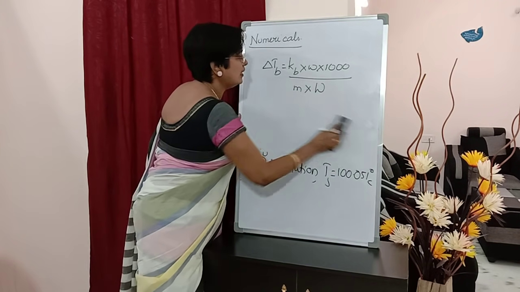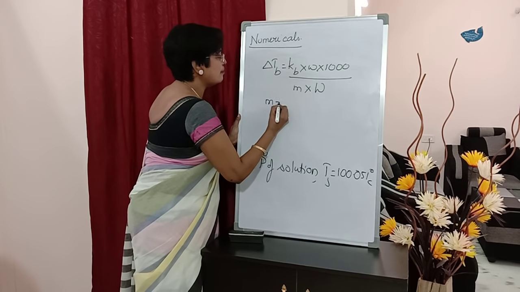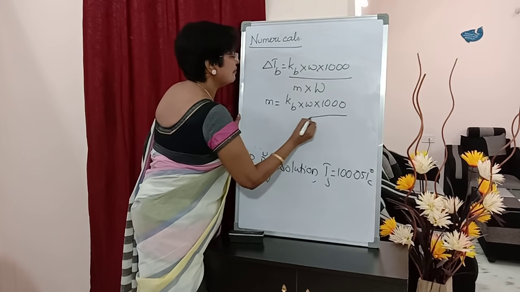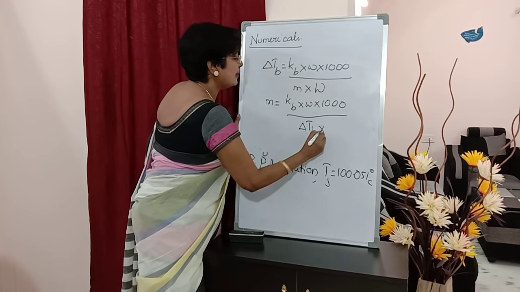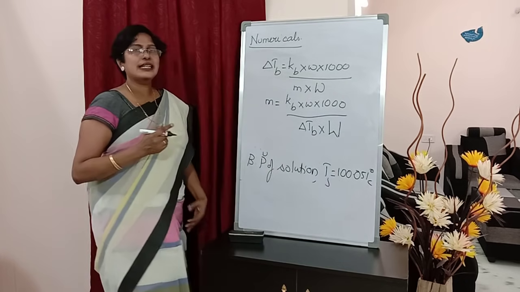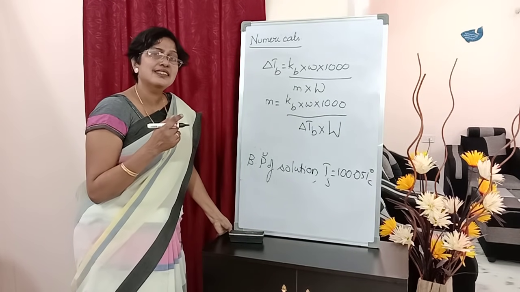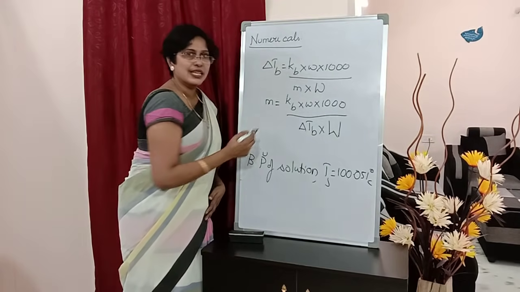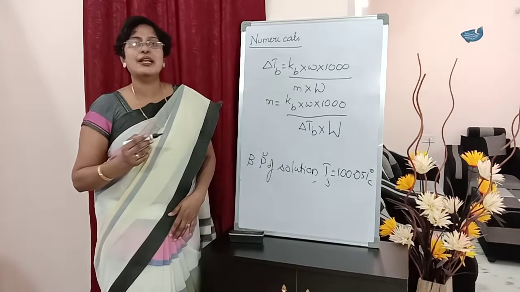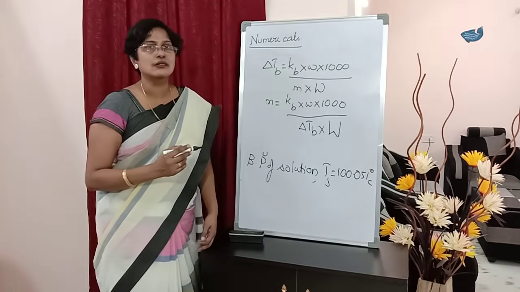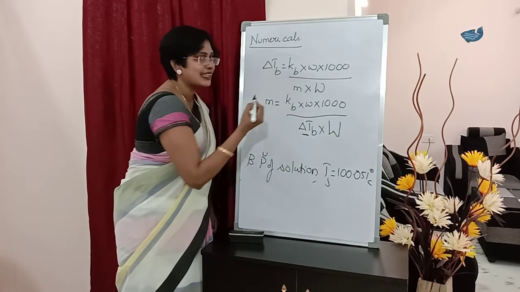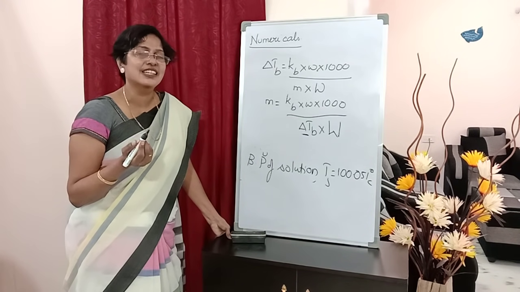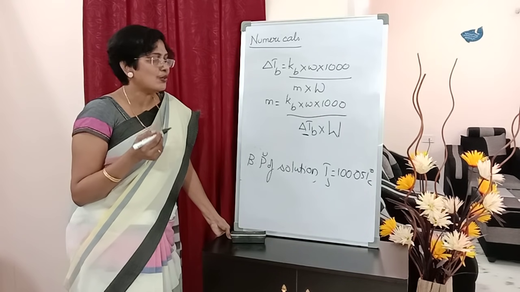So from this formula, we can calculate m is equal to Kb into small w into 1000 divided by delta Tb into capital W. Look at the formula and look at the set of data given in the problem. We know Kb, we know small w, we know capital W, but we do not know delta Tb. What is given, students? Boiling point of solution, Ts, is given. Then how to know delta Tb?